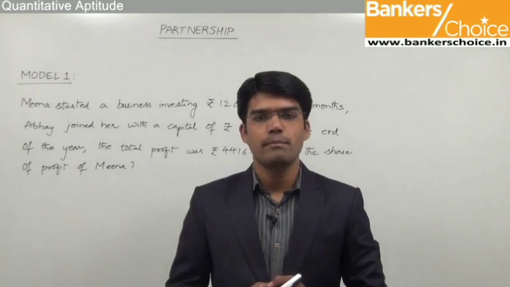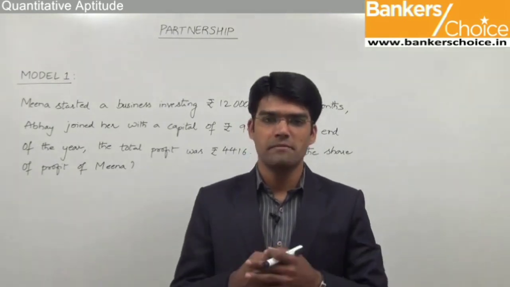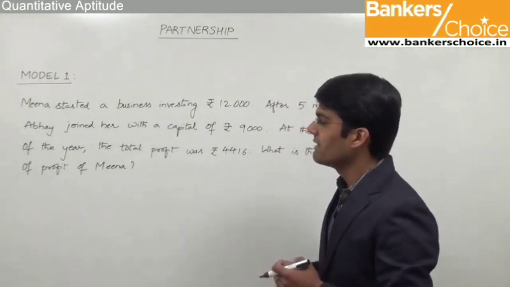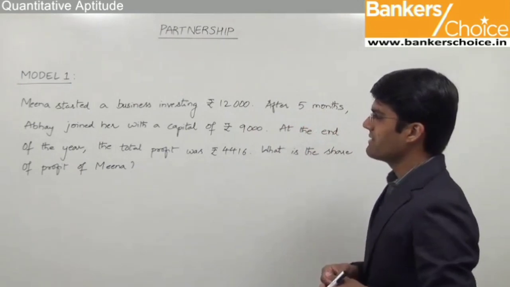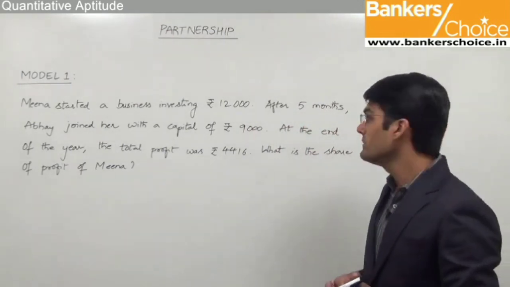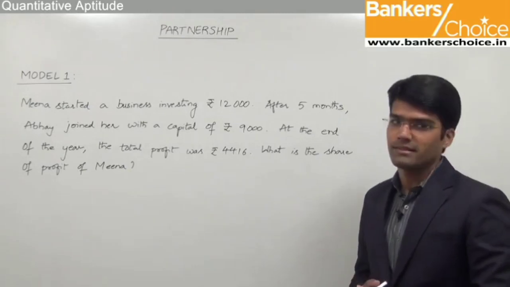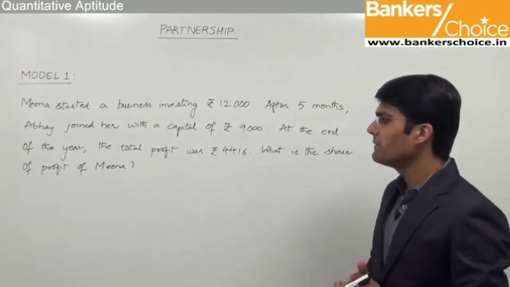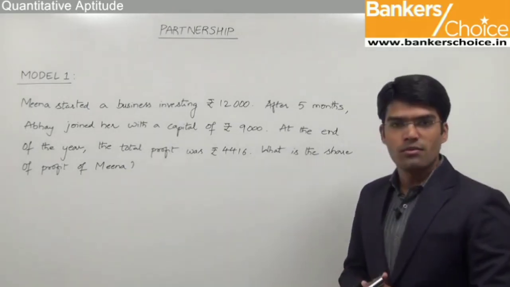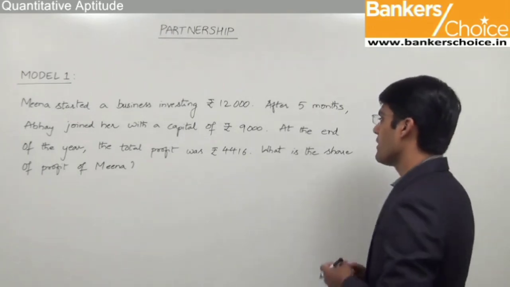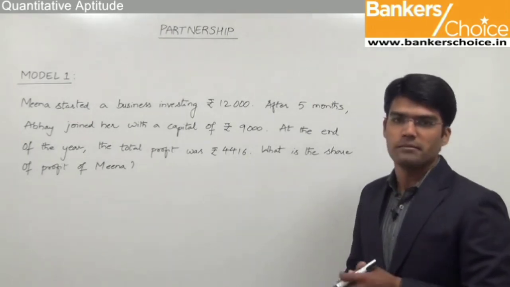Let us now take an example based on the concept of partnership that we have just discussed. The question here is, Meena started a business investing rupees 12,000. After 5 months, Abhay joined her with a capital of rupees 9,000. At the end of the year, the total profit was 4,416. What is the share of profit of Meena?